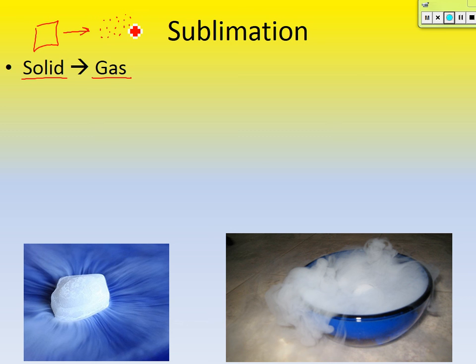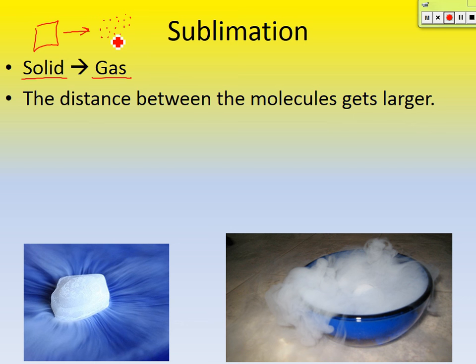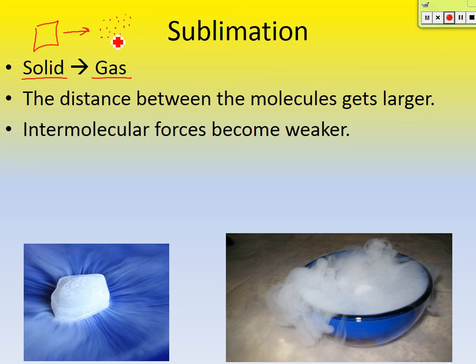So before I show you, you predict what's happening to the distance between the molecules here. Good. Yeah, they're getting a lot farther apart, right? So the distance between the molecules gets larger. What's happening to the strength of the intermolecular forces? They're getting weaker, a lot weaker. Yeah, because they're moving farther apart, so these intermolecular forces become weaker.